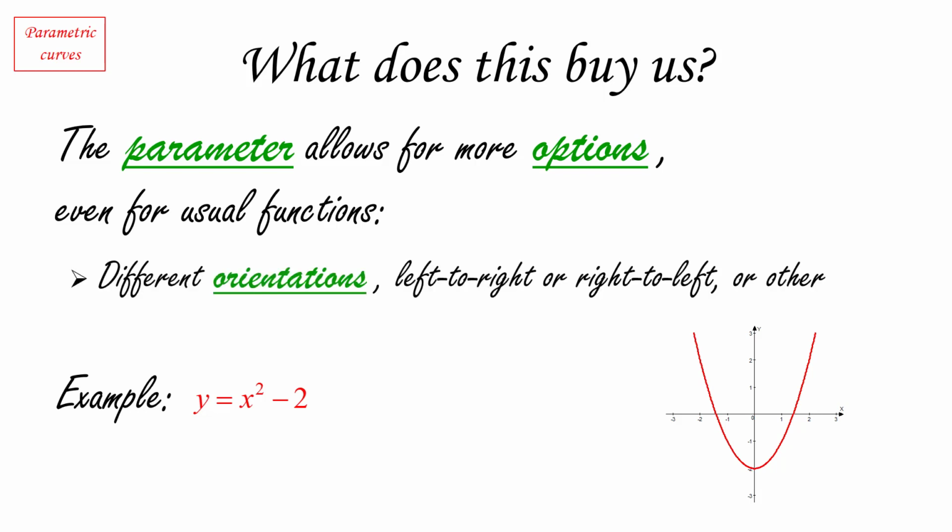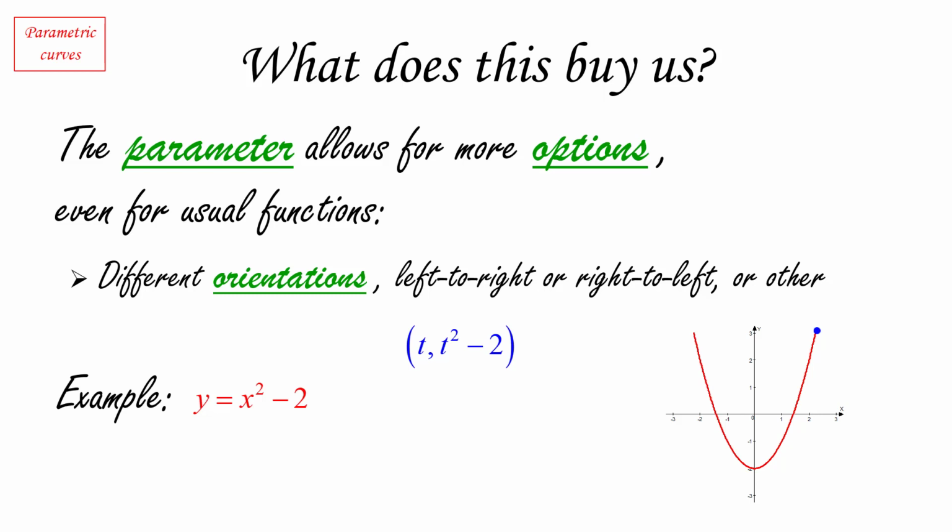Another one is that I can choose different orientations. Normally with functions, we always go left to right. We draw them left to right because we write left to right. But with parametric curves, we can go left to right or right to left. Or sometimes we may have other options depending on what the curve is. For instance, back to our basic example, if I use the basic parameterization, my curve will be described left to right. Why? Because as t increases, t being the x-coordinate, the x-coordinate increases and goes left to right.